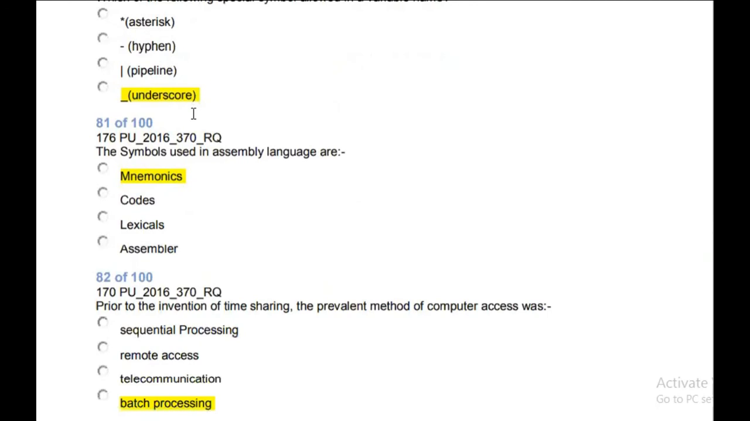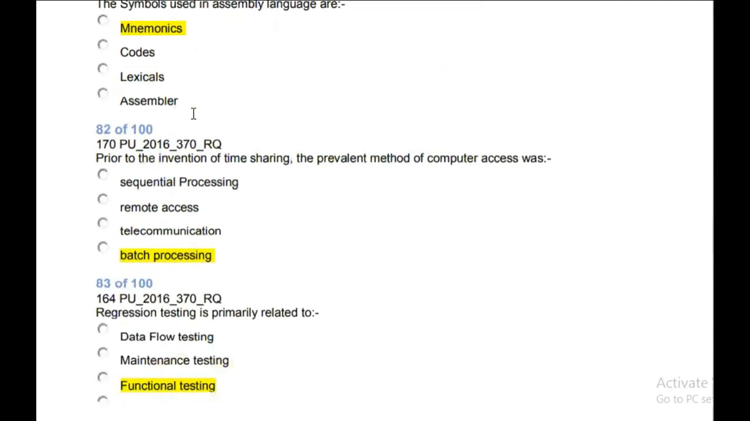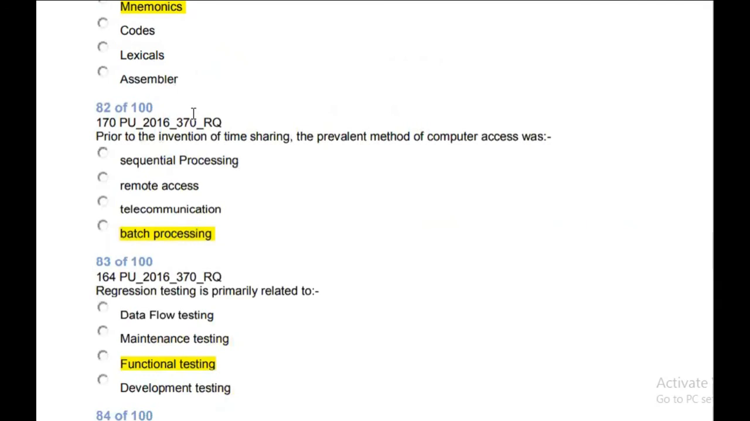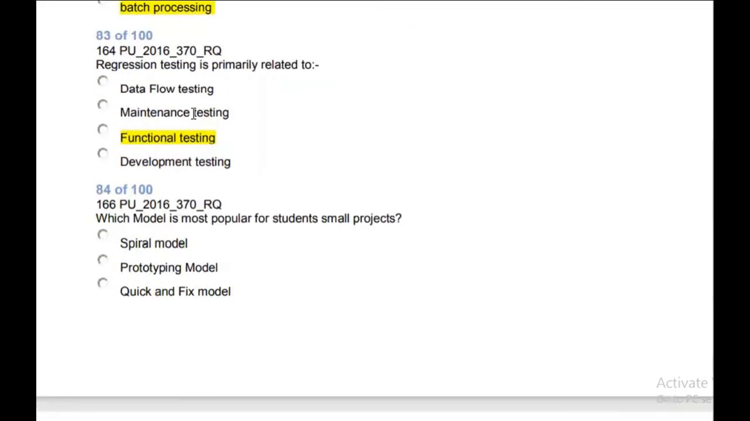The symbols used in assembly language are mnemonics. Option A is correct. Next question. Prior to the invention of time sharing, the prevalent method of computer access was batch processing. Option D is correct. Then next question, question number 83.